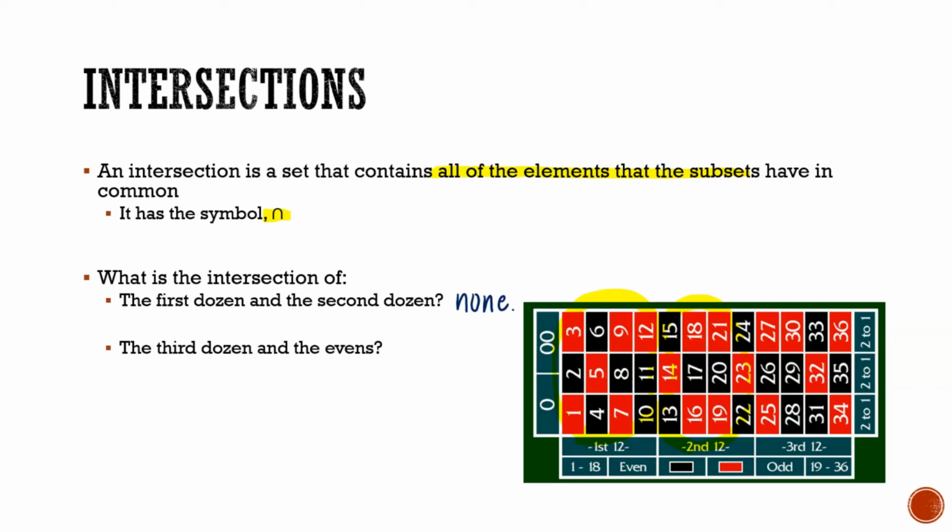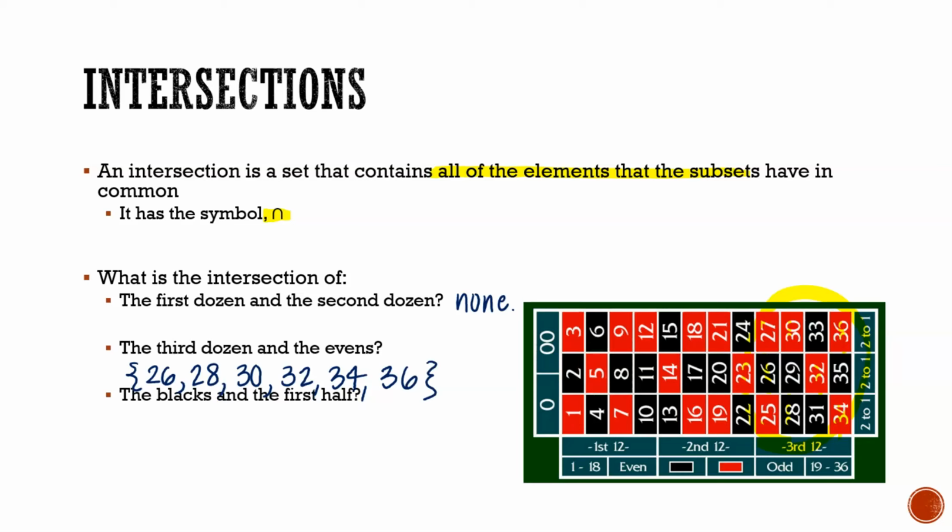What is the intersection of the third dozen and the evens? The third dozen would be the numbers 25 through 36. The evens include the numbers 2, 4, 6, 8, 10, 12, 14, 16, 18, 20, 22, 24, 26, 28, 30, 32, 34, 36. The intersection would be what they both have in common. So we don't have to worry about the evens between 2 and 24 because the third dozen and the evens have an intersection of 26, 28, 30, 32, 34, 36.